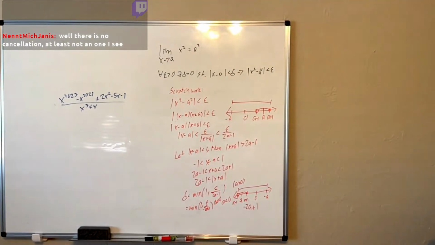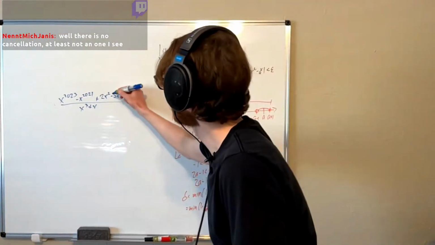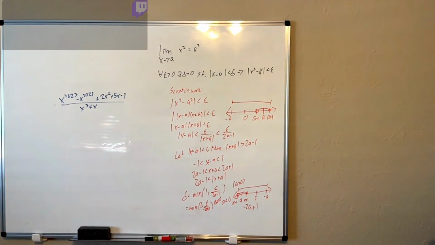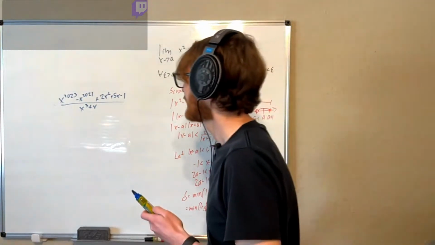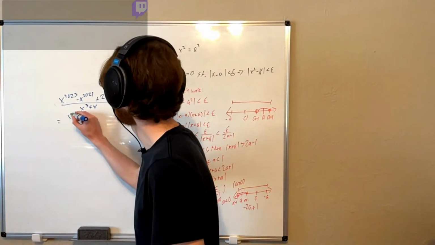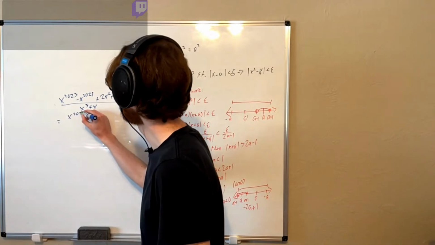Is that it? Wait, plus 5x. Oh my god. Dude, epsilon delta has my brain fried. So x to the 2023 minus x to the 2021 plus 2x squared plus 5x minus 1, over x cubed plus x. Okay. There is no cancellation? So if we factor, let me look at it for myself, I guess. So the x certainly doesn't cancel.